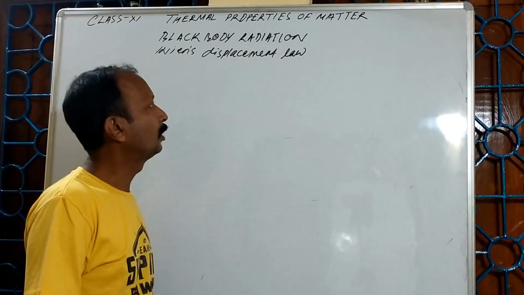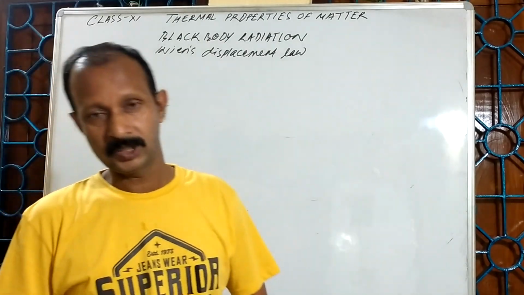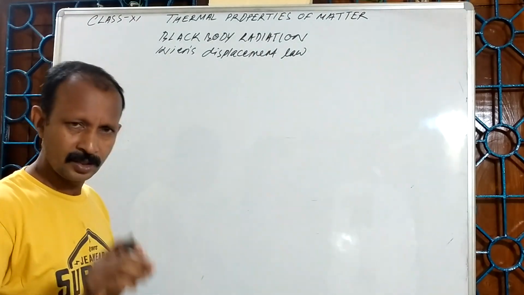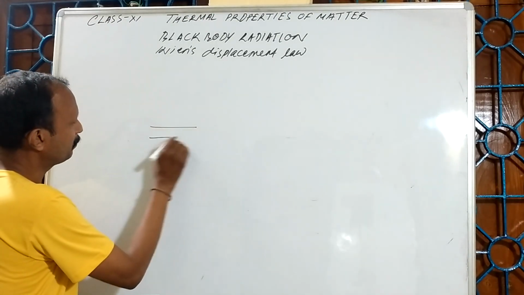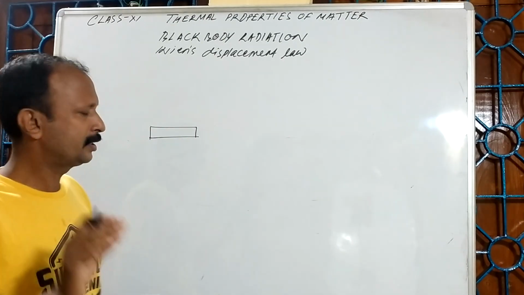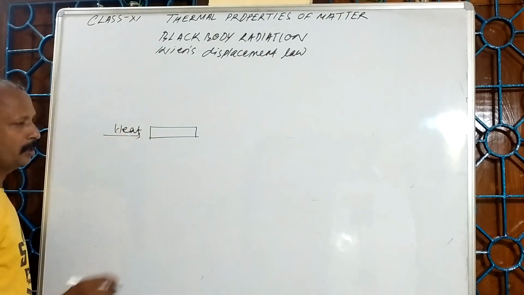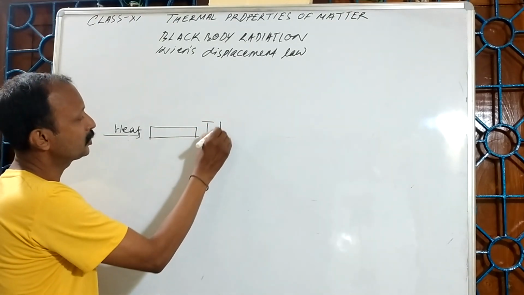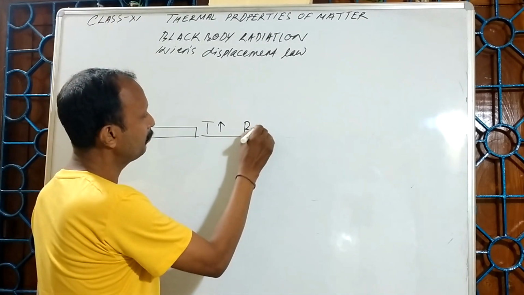Today in this video, I am going to explain black body radiation. You might have observed sometimes blacksmiths heat some metal pieces, especially iron. For example, you are supplying heat to a piece of iron. What happens? Its temperature will increase. At the same time, it becomes red in color.